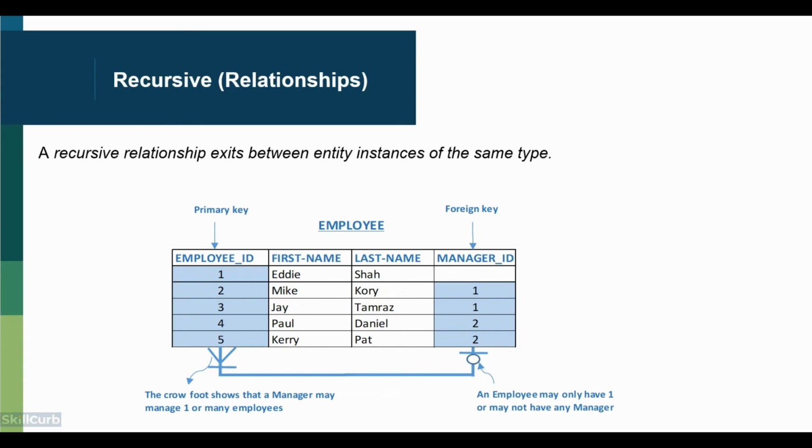So this is an example of a recursive relationship where we have a relationship within a single table, and manager ID is a foreign key to the employee ID column. So hopefully this was helpful. This type of relationship is rare to have, but it's good to know when doing data analysis.